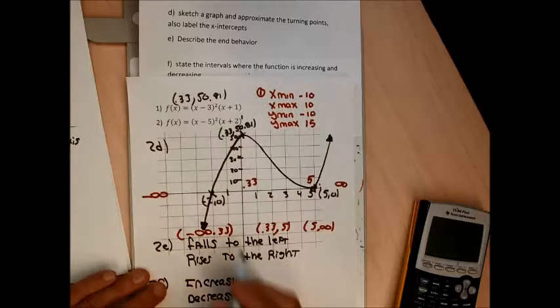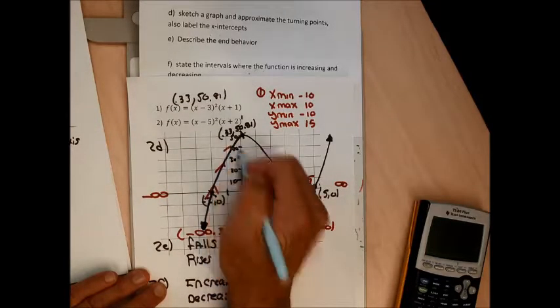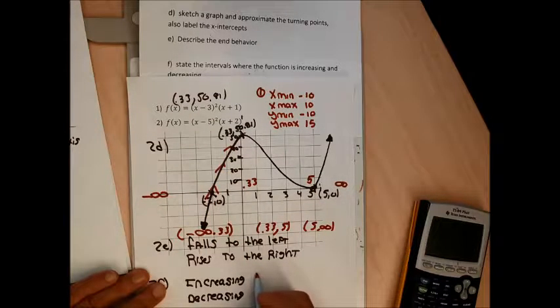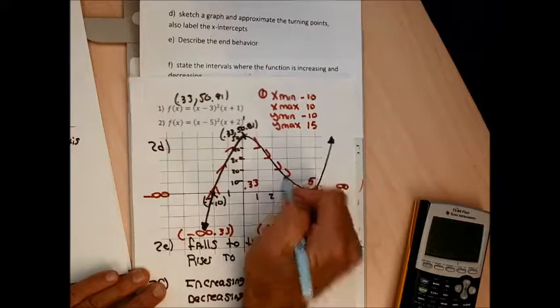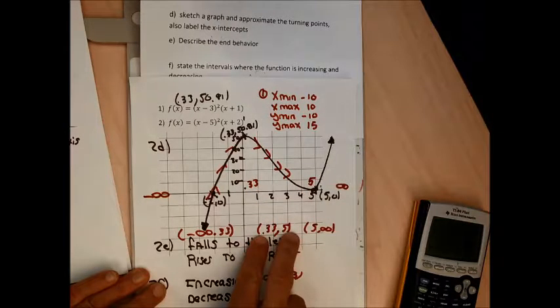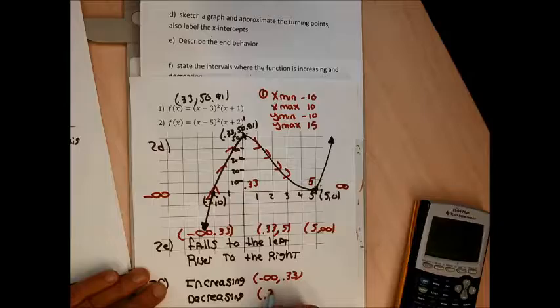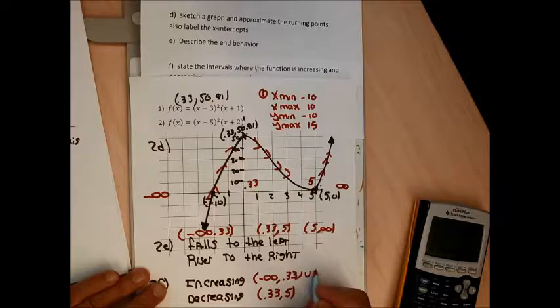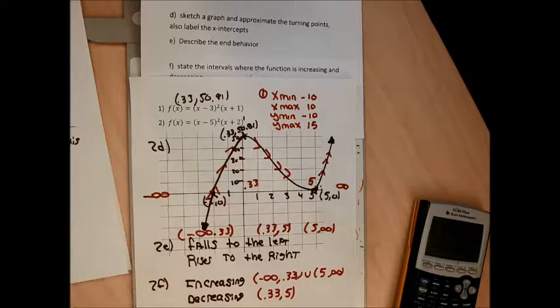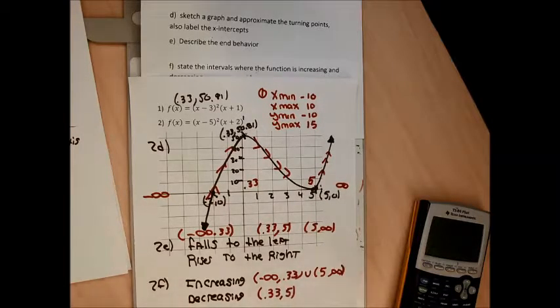The first interval, as I move from left to right, the graph is getting higher. That's going to be an increasing interval. The middle interval, as I move from left to right, the graph is going lower. That's going to be a decreasing interval. So the interval from 0.33 to 5 is a decreasing interval. And the last interval, as I move from left to right, the graph is getting higher. That's a second increasing interval. I'll put that with the increasing and put a union symbol between the two. That's everything for number 2.